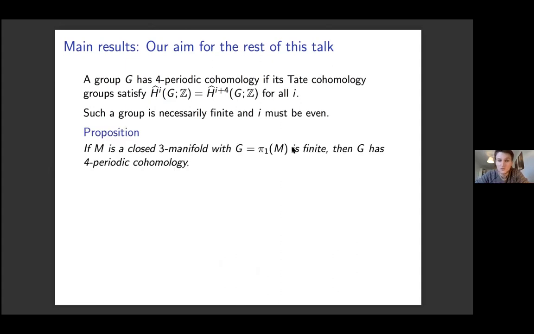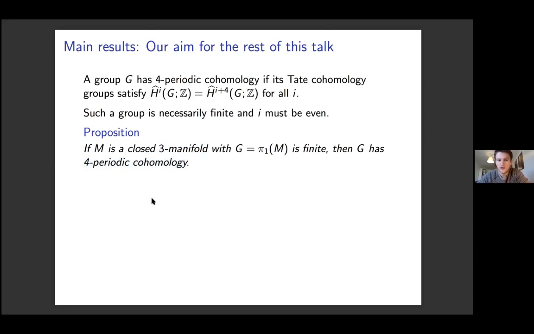And the following proposition gives you a nice place that these groups come from. In particular, if M is a closed 3 manifold whose fundamental group G is finite, then G always has 4 periodic cohomology. Okay, and this also works if you loosen the definition of manifold. So if 3 manifolds are replaced with 3-dimensional Poincare complexes, which are just CW complexes for which Poincare duality holds in homology, then this also holds.